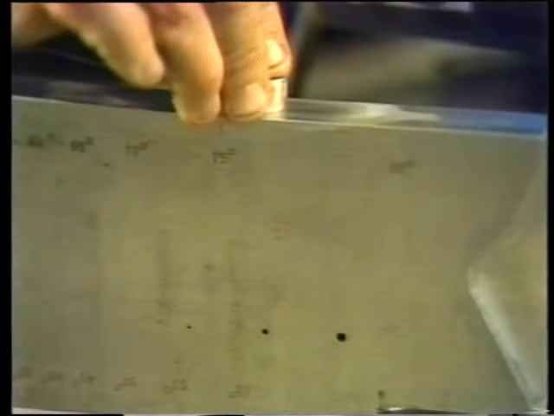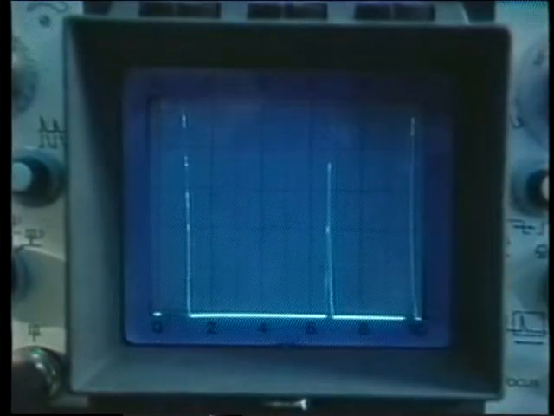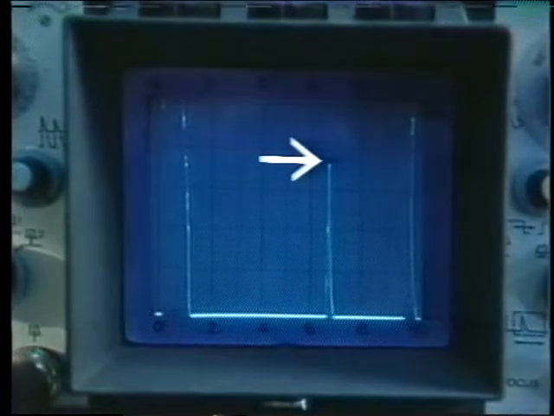If we move over to the next hole, the blip is still in the same place, which means that this hole is drilled at the same depth. This time, though, the blip is larger because it's a larger diameter hole. Ultrasonic testing not only shows the location of a flaw, but also indicates its relative size. However, it's not easy to use, and it takes a fair amount of experience to interpret the readings properly. There's another ultrasonic technique that's much easier to use.